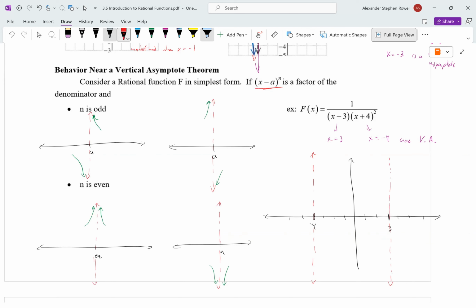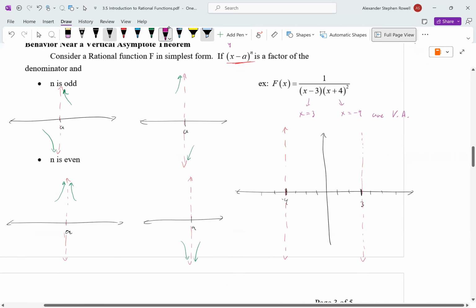So at -4, what does our theorem tell us about the behavior near x equals -4? Same direction, either both up or both down. How can I figure out which? Plug in a value close to -4. Really close to -4. Let's say from the left. What value is really close to -4 on the left? -4.001. Are we okay with that?